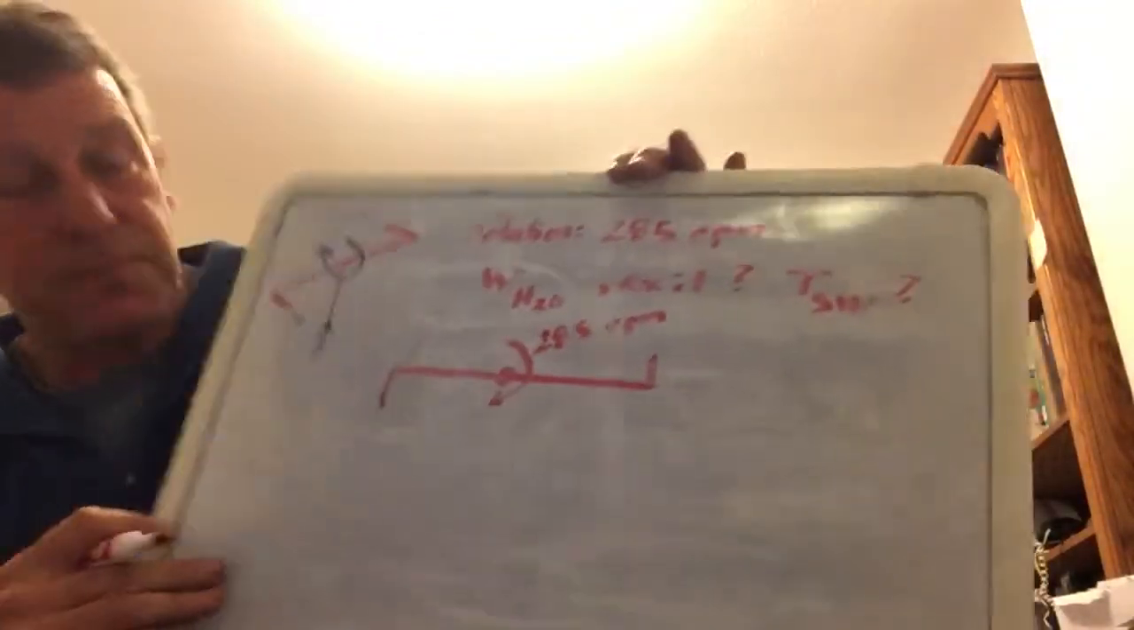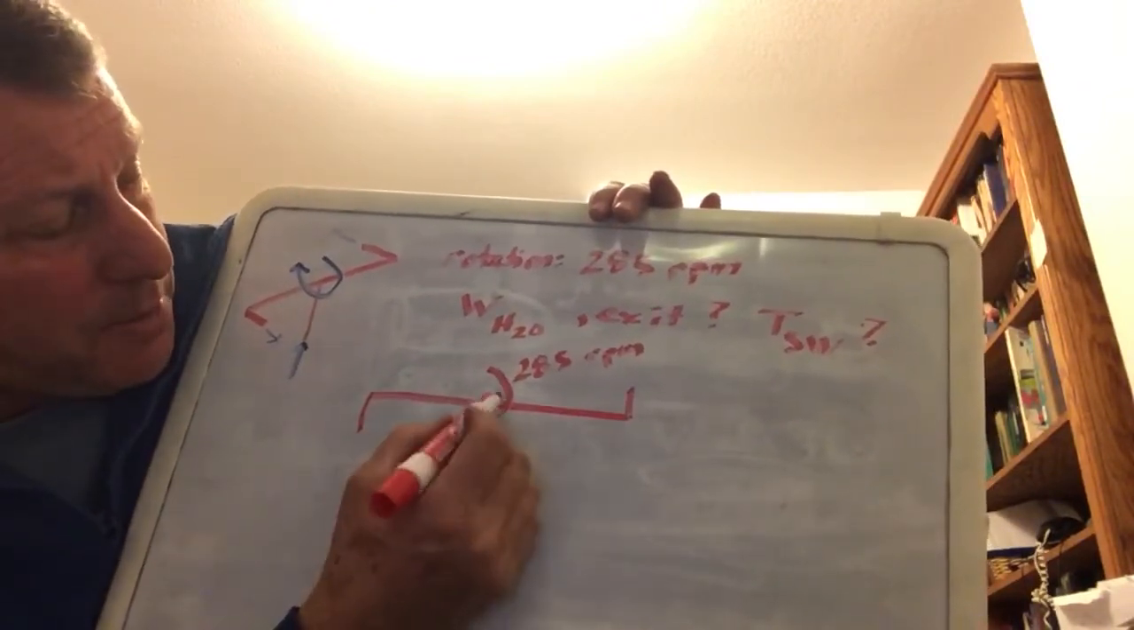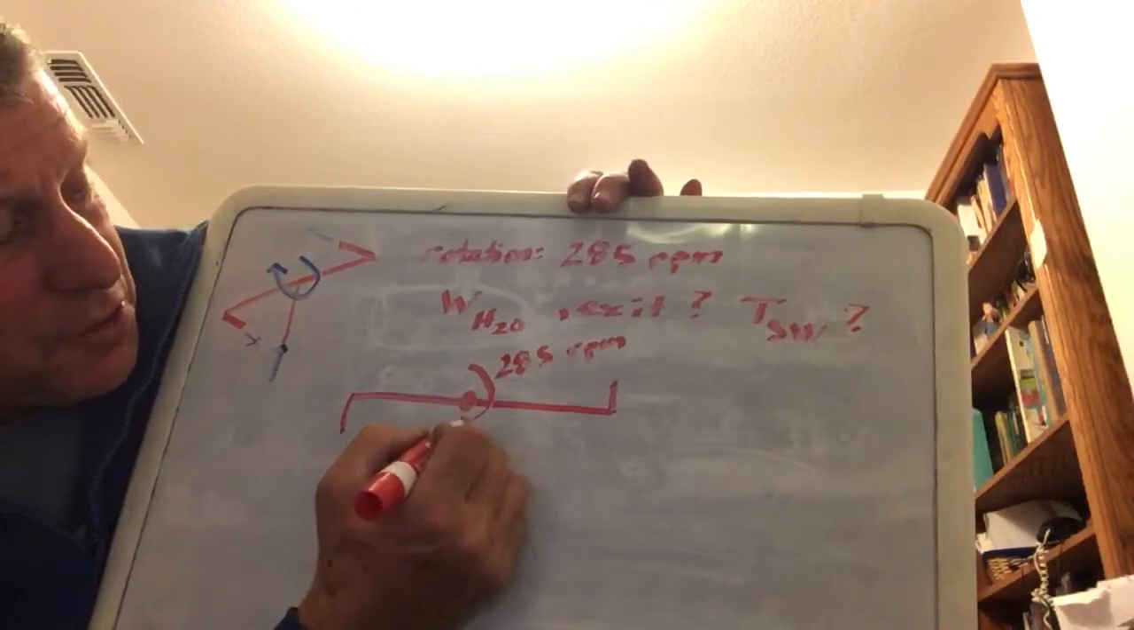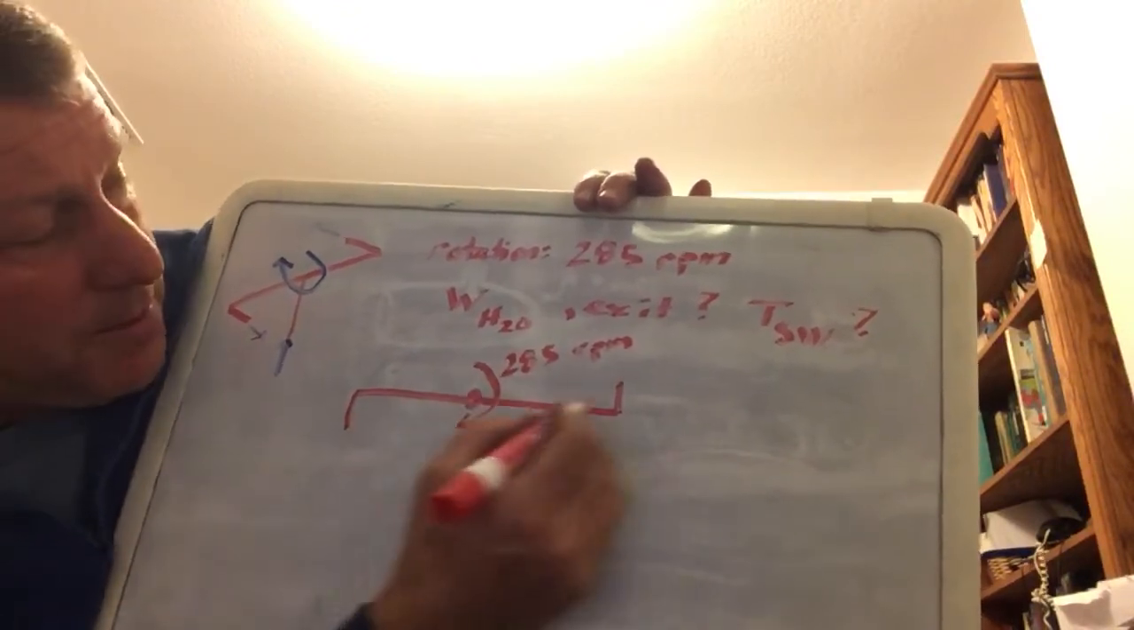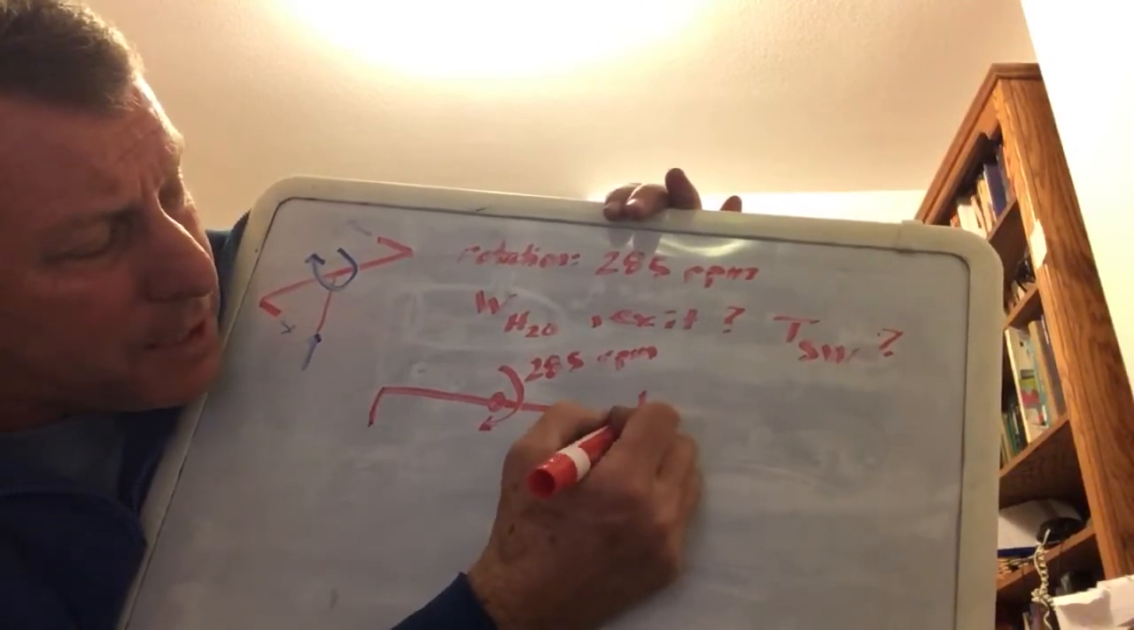Okay, so there's a picture. There's basically sprinkler arm and elbow, sprinkler arm and elbow. And let's just say that the whole thing is turning at 285 RPM. How fast is this point out here going? How do you work that out?